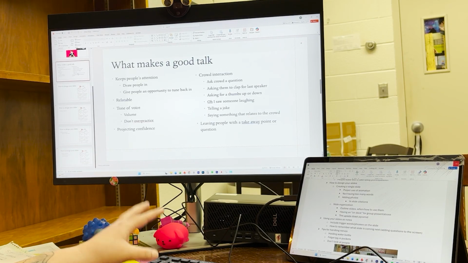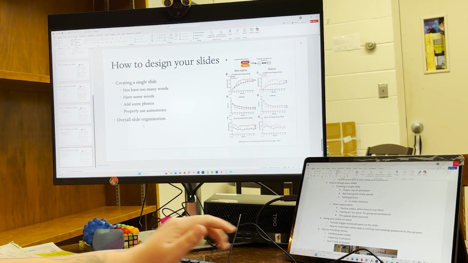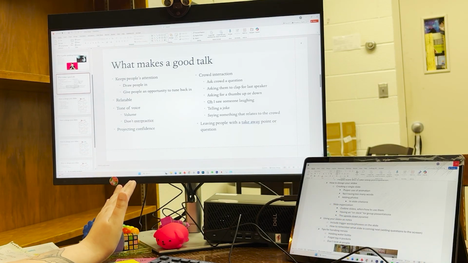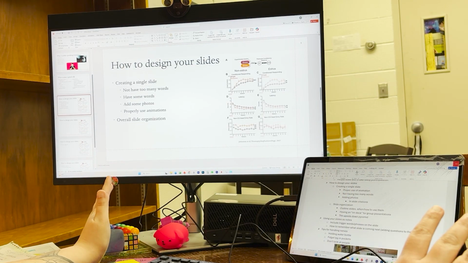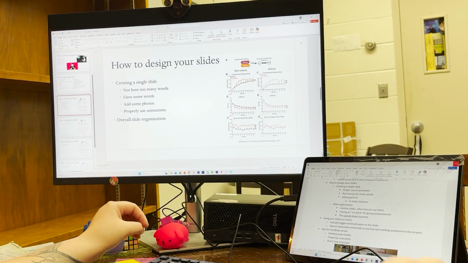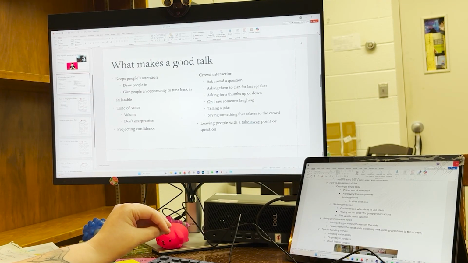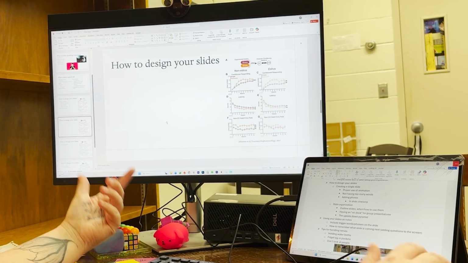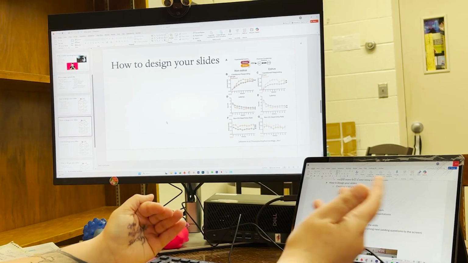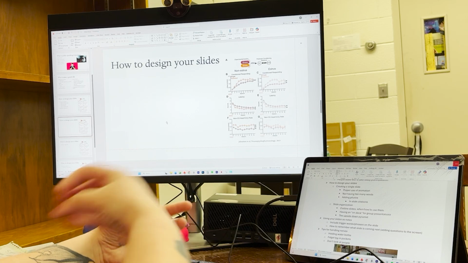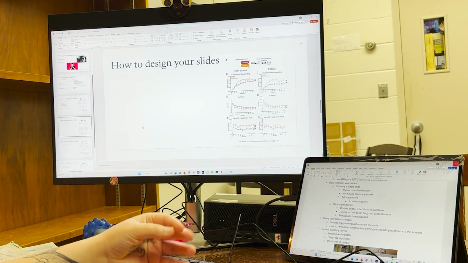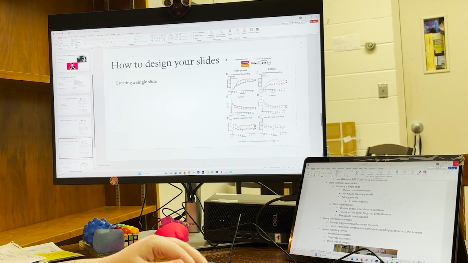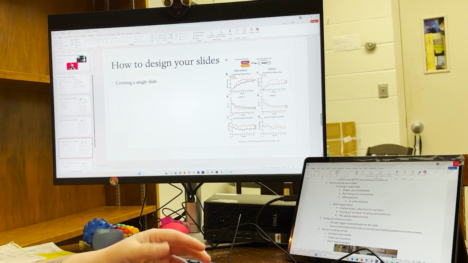Now what we have here is instead of going straight from this slide to this, which can be very overwhelming and again cause people to not pay attention to what you're saying, we go from, okay, these are the aspects that make a good talk. Next, I'm going to talk about how to design your slides. And so there's nothing here that's going to distract you from the words that I say. And so then I say, okay, so I'm going to talk about how to design your slides. The first thing we're going to talk about is creating a single slide.